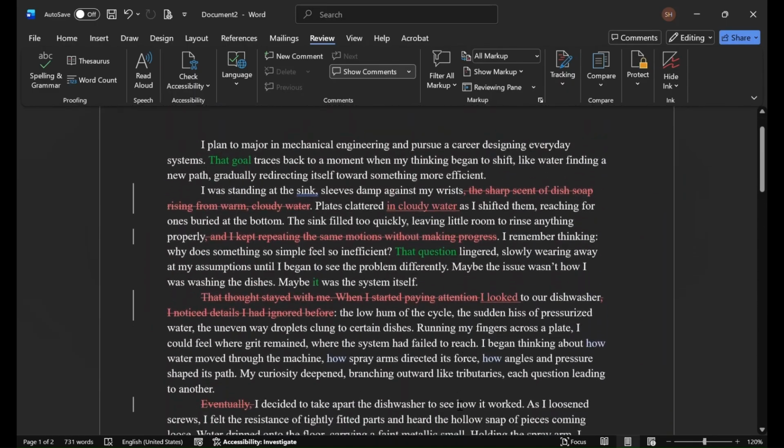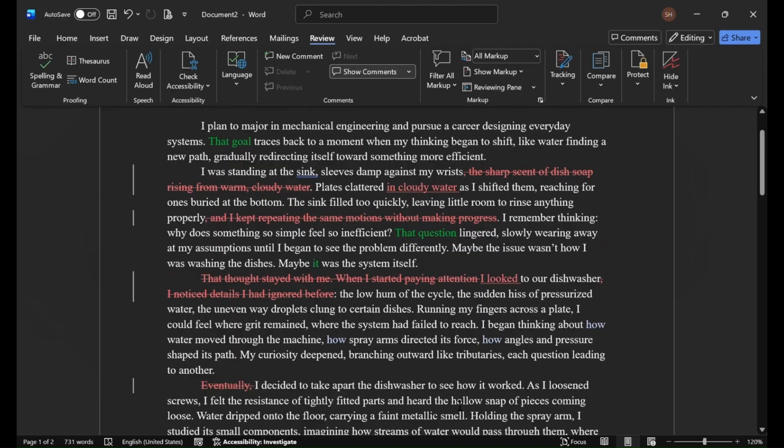Going back to the beginning, I mentioned that it's good to add sensory information to give the story a little more depth and make it more interesting, but we also don't want to just throw in details for the sake of doing that. Since we don't have a lot of space, we want them to contribute to the narrative. So here we have the memory at the sink: "I was standing at the sink, sleeves damp against my wrist."